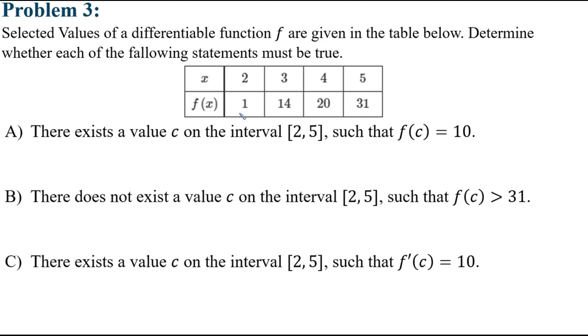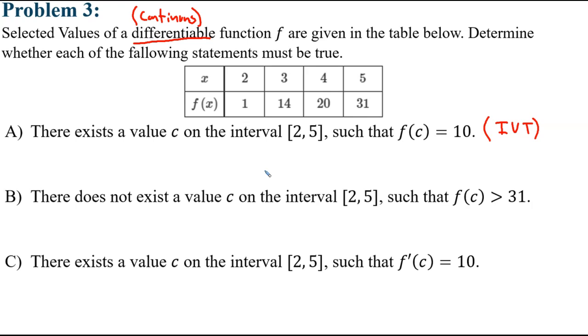Okay, so we've got some x values, we've got our f of x values. First question asks, there exists a value c on the interval 2 to 5 such that f of c equals 10. First thing I want to ask myself is, which theorem is this one asking about? Well, when we want to know if there exists a value of the f of x, the original function, that's going to be the IVT, the intermediate value theorem. And to apply that, what we need is continuity. Now, here we're given that our function is differentiable. Now, if it's differentiable, it means it is continuous.